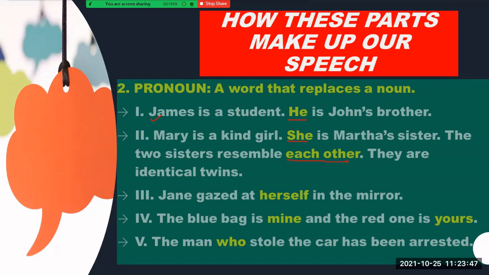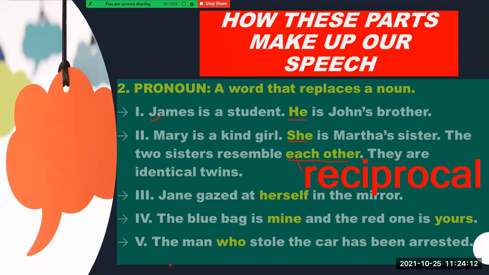All right, it is specifically called a reciprocal pronoun. Each other is a reciprocal pronoun. All right.